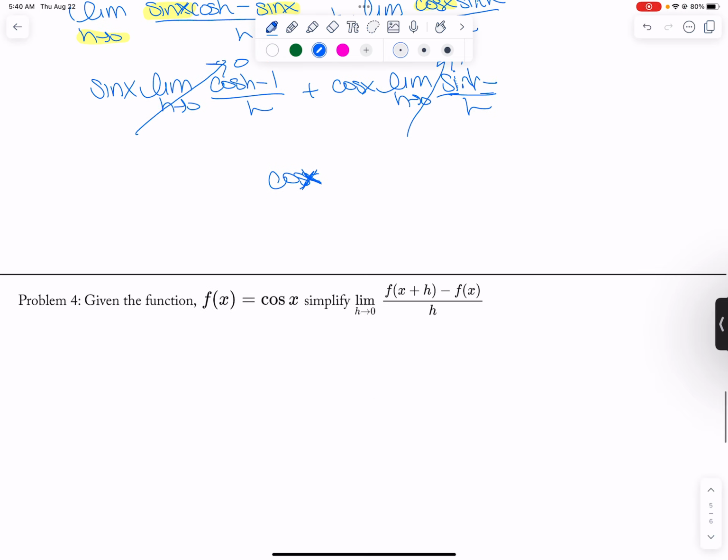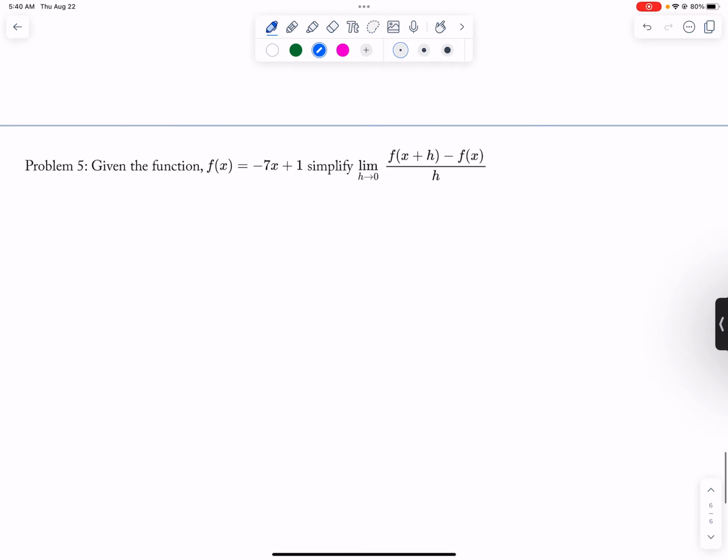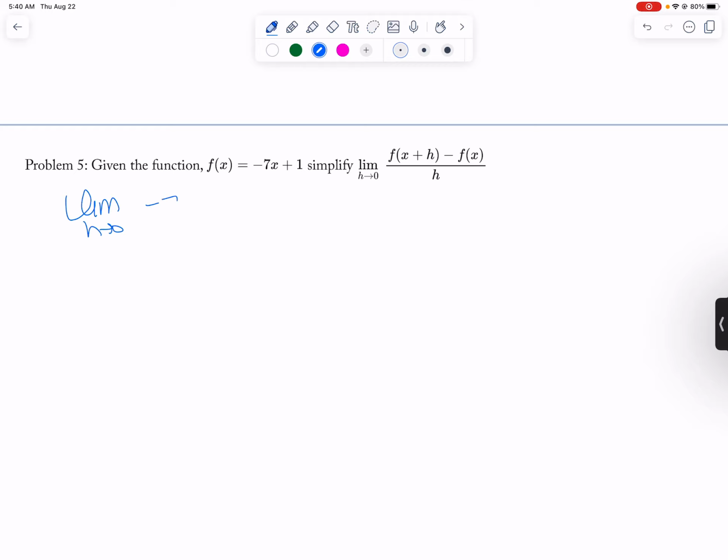Okay, to do this one, you're going to need the cosine addition identity. So if you don't remember it, your friend, Mr. Google, can help you. Okay, so the limit as h approaches 0, negative 7 times x plus h, plus 1, minus negative 7x plus 1, all divided by h.